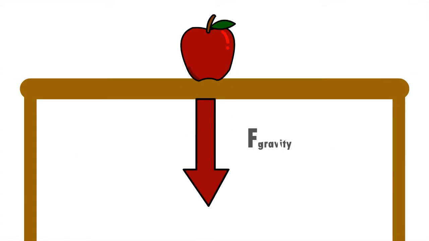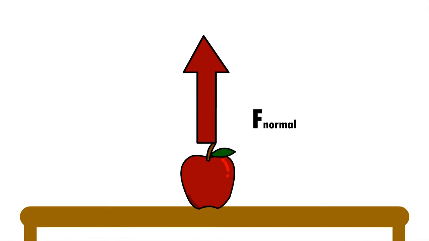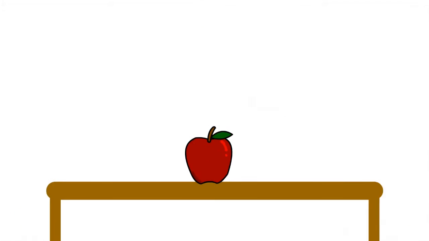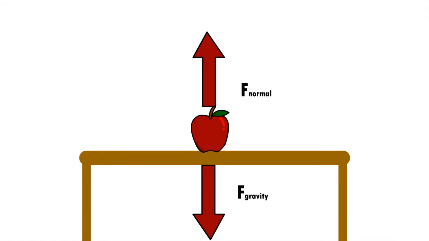The downwards arrow from the apple shows the force of the gravity pulling the apple down, while the upwards arrow shows the normal force exerted by the table's surface to counteract the force of gravity. As both of these forces balance each other with equal magnitudes and opposite directions, the apple is in equilibrium and stays in the current state of motion, which is basically not moving at all.